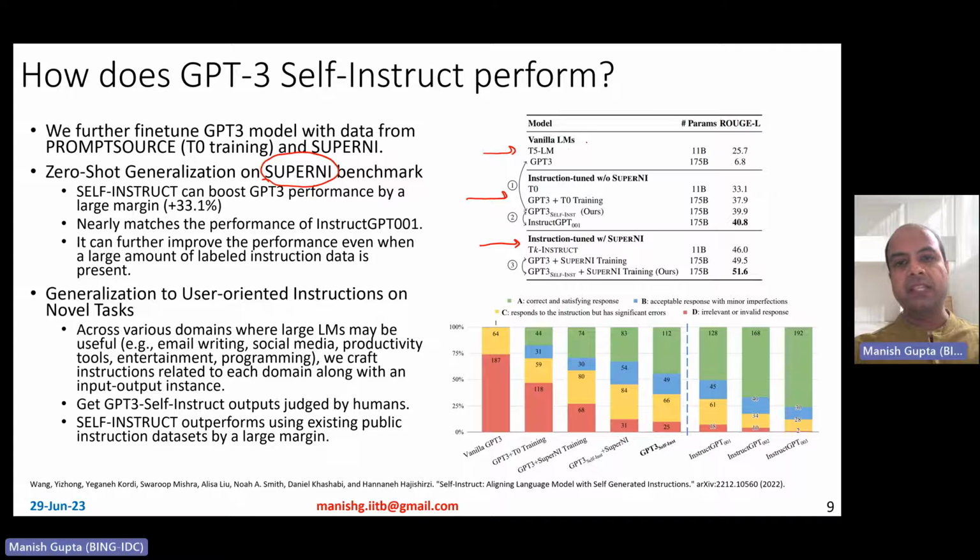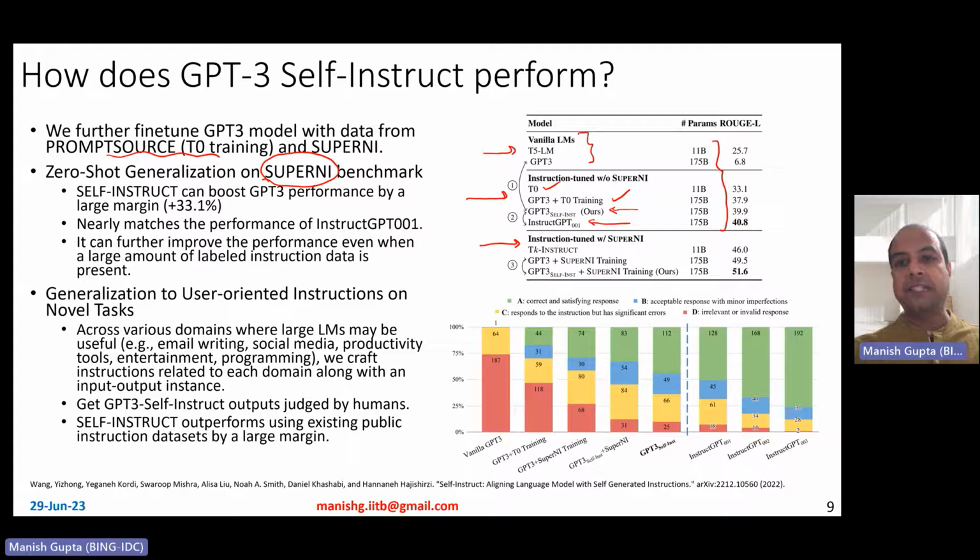T5LM and GPT-3 models are standard models, no instruction tuning. Now, this is basically T0 model, which has been instruction tuned, remember, on prompt source. Now this GPT-3 model again trained on the prompt source, which is basically also used for T0 model. And then this is GPT-3 Self-Instruct, which has been instruction tuned on self-instruct data. And then this is the Instruct GPT-001 model, which has been instruction tuned by OpenAI on their own proprietary data, which is not disclosed at all. Right? Now, these are basically also sizes of these models.